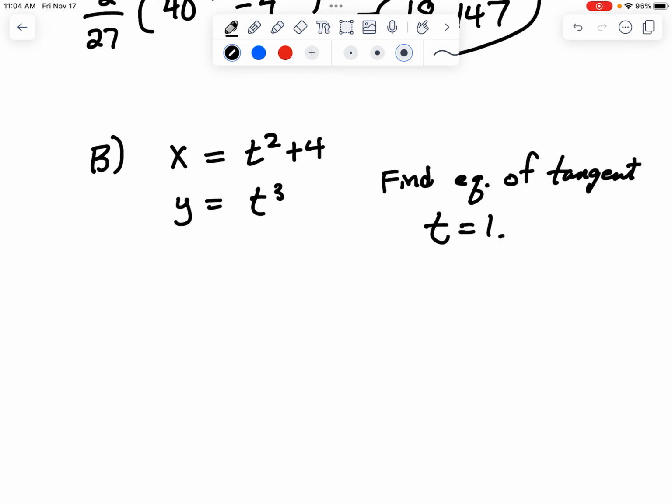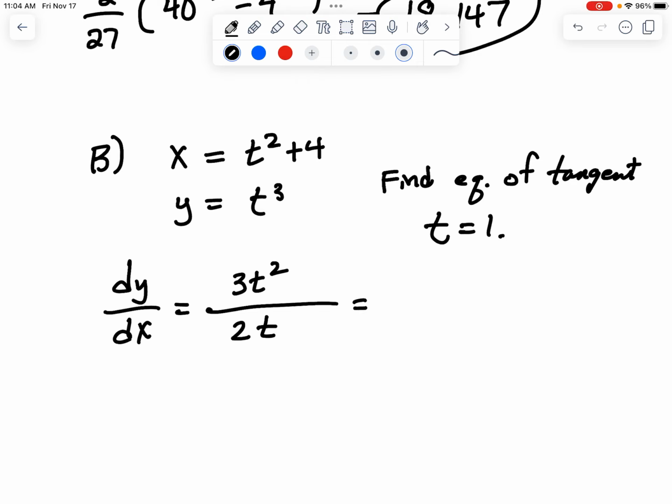So in order to find the equation of a line, you need the slope, which is dy over dx. And that just means take the derivative of y, take the derivative of x, and then substitute the 1. I guess I could reduce it a little bit. That's just going to be a 3t on the top, a 2 on the bottom, and then when you substitute 1, that means that the slope is equal to 3 over 2.